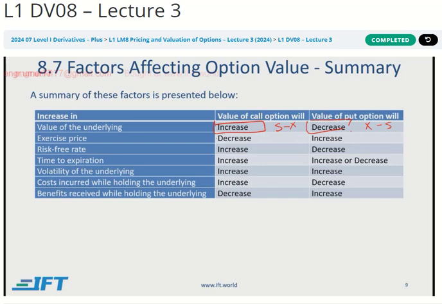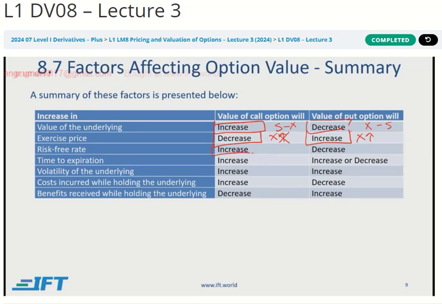Exercise price, naturally we want to buy low, so a higher exercise price is not good for the call option. We want to sell high, so a higher exercise price will be good for a put option, and we don't want a high exercise price for a call option.